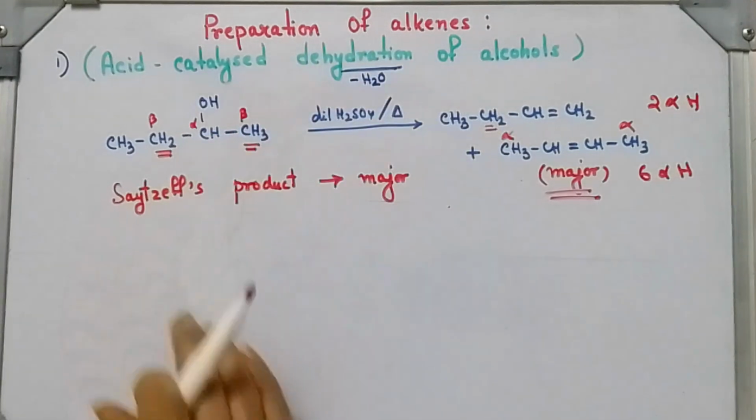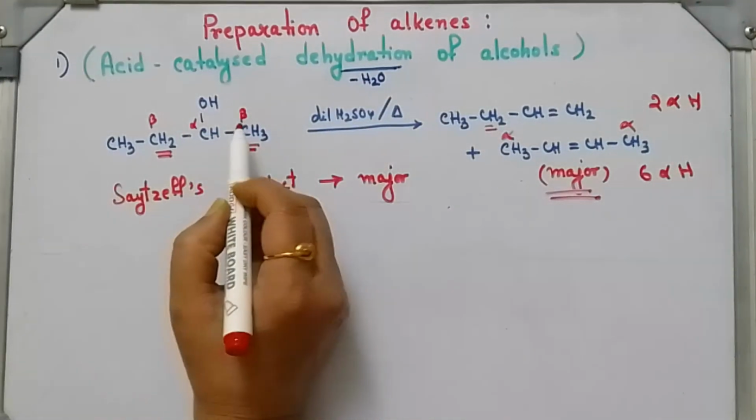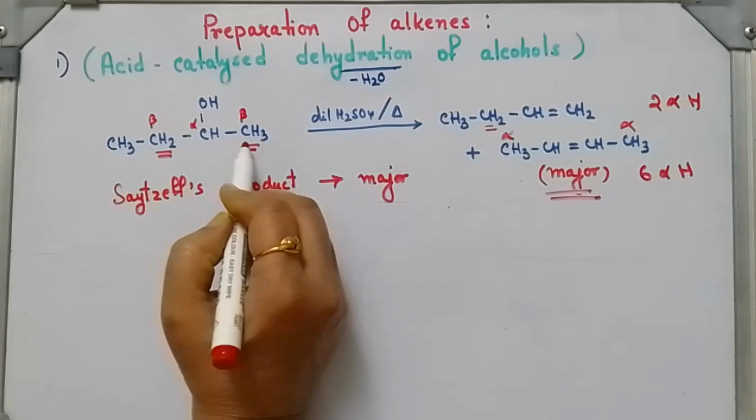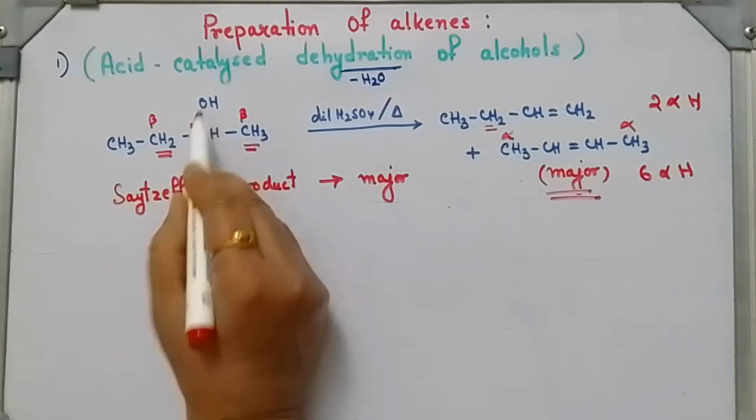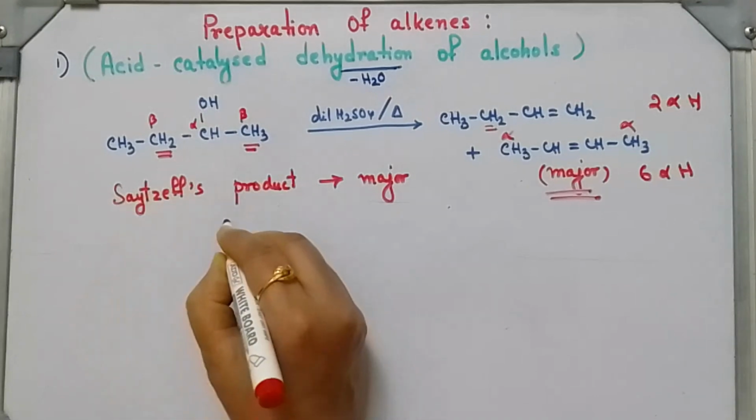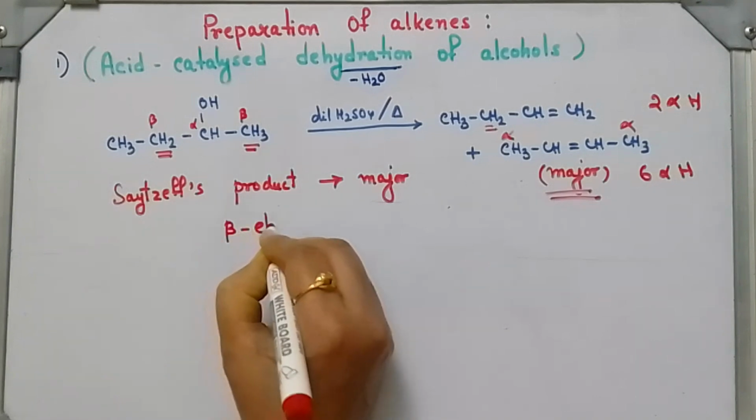And this dehydration of alcohol is beta elimination, because beta hydrogen is eliminated, beta with respect to this OH. This is an example of beta elimination.